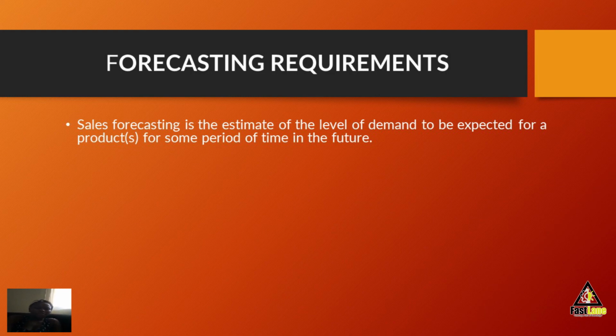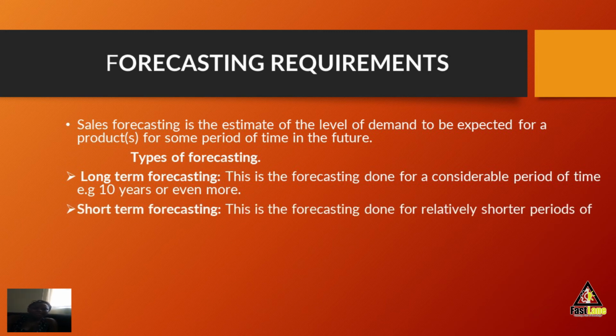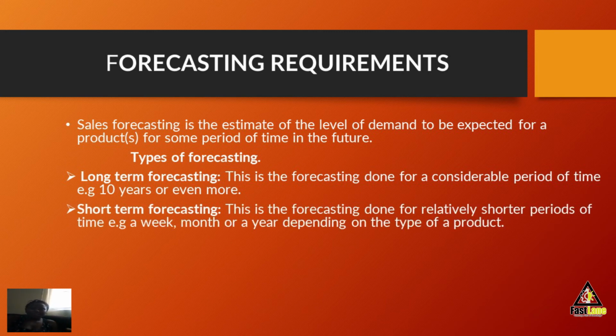Then we have different types of forecasting. We have long-term forecasting and short-term forecasting. For long-term forecasting, this is done for a considerable period of time, for example 10 years or even more. The example I can give on long-term forecasting is where the government puts a policy on the demand of a certain product. It says like after 20 years, the demand of umbrellas will increase by this percentage. So that is long-term forecasting.